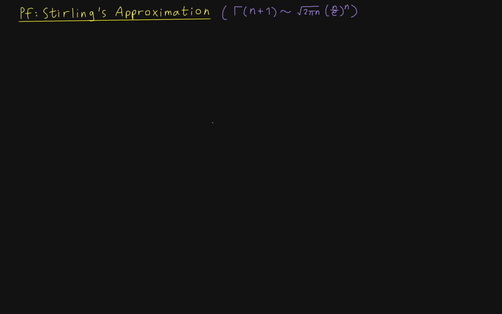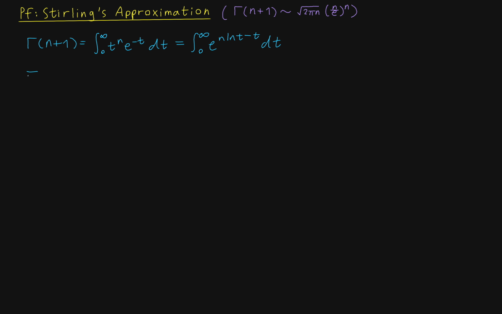So basically this is equivalent to n factorial for large n, so you can use it in limits pretty much. So we're going to start off with gamma of n plus 1. This is just equal to the integral from 0 to infinity of t to the n e to the minus t dt. And I want to rewrite this using the properties of exponentials and logarithms. We have the integral from 0 to infinity of e to the n ln t minus t dt.